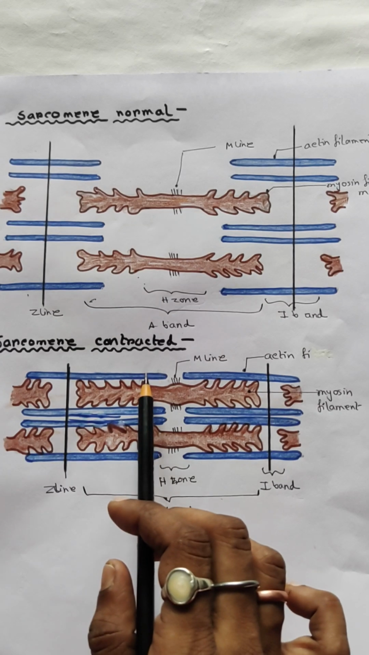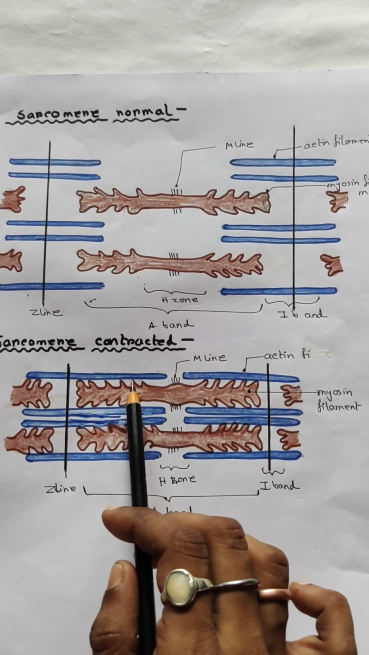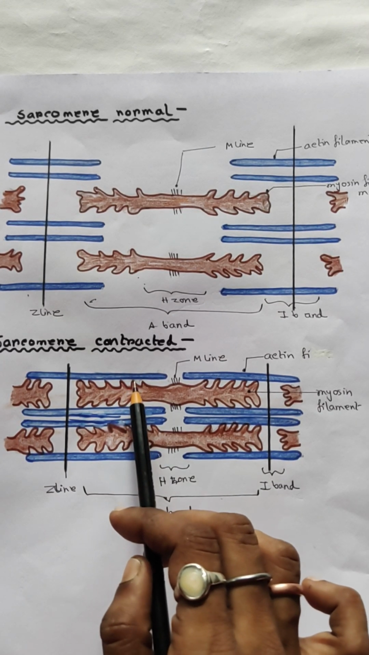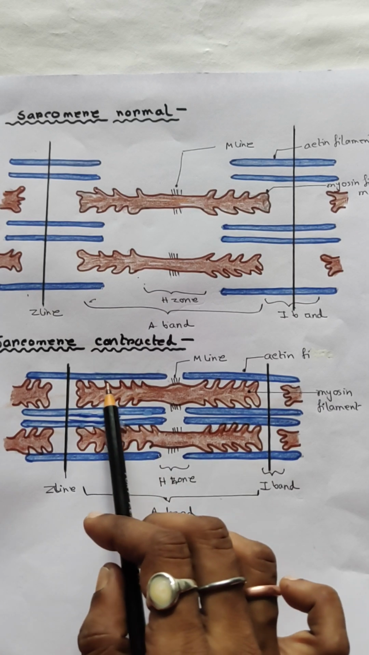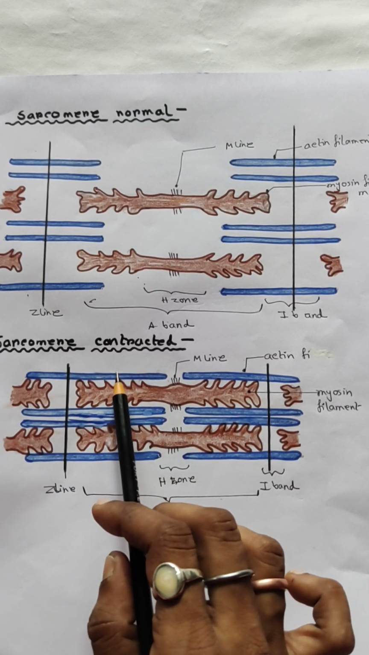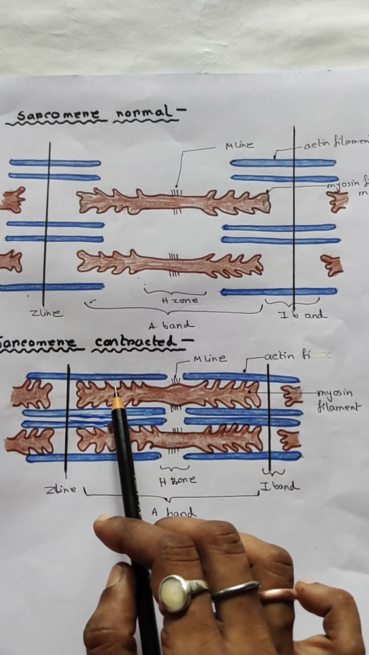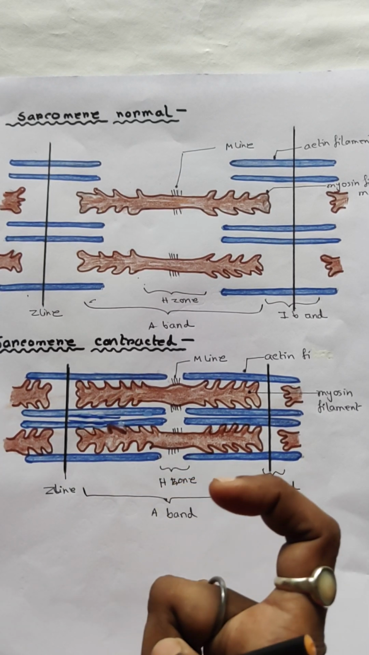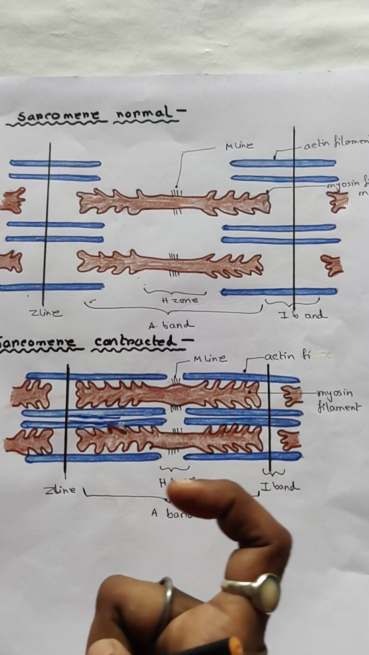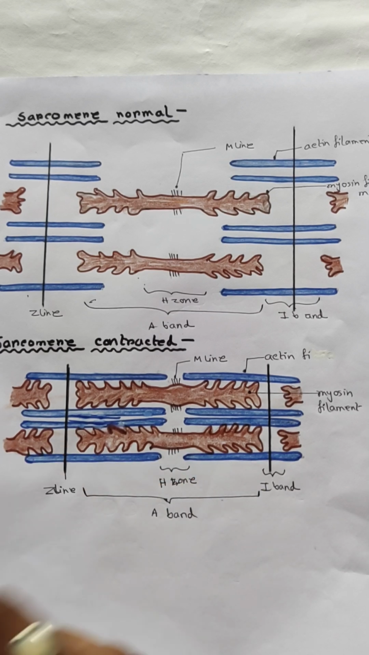And the actin and myosin filaments get attached to form the cross bridge. This is called the cross bridge. Whenever the head of the myosin filament gets attached with the actin, they form the cross bridge. By forming the cross bridge, the actin filament gets tilted and gets slid. Okay.